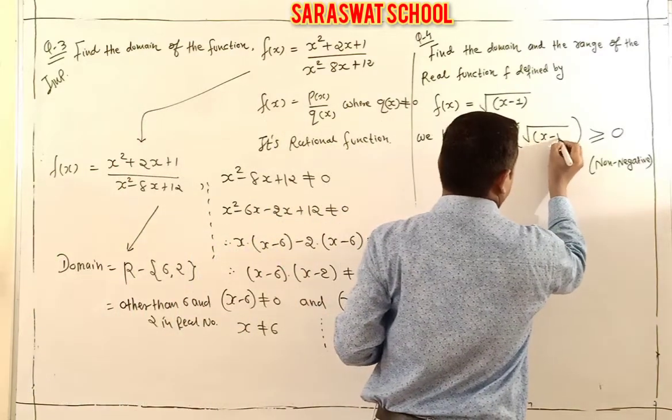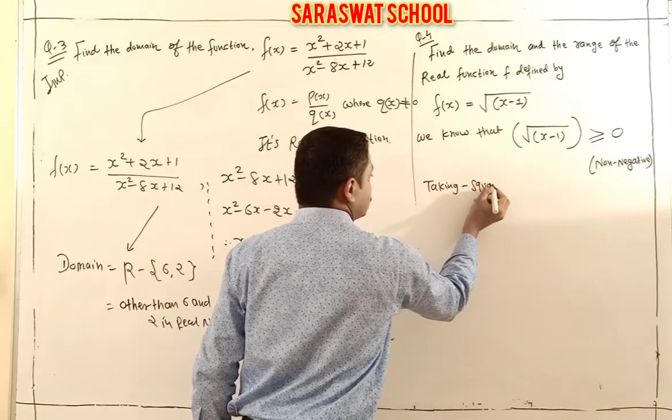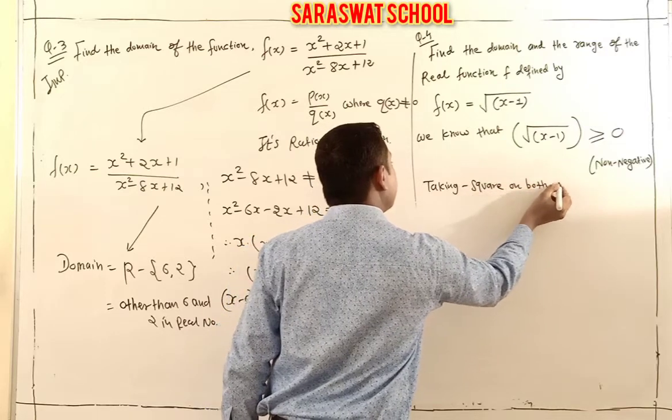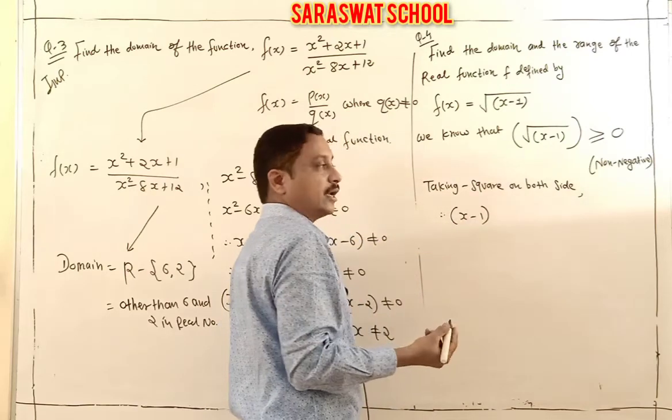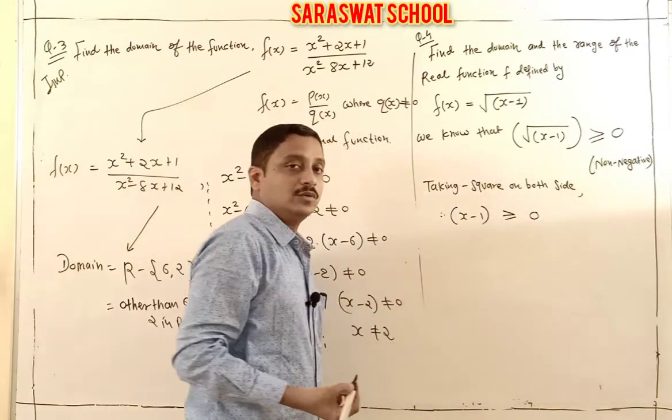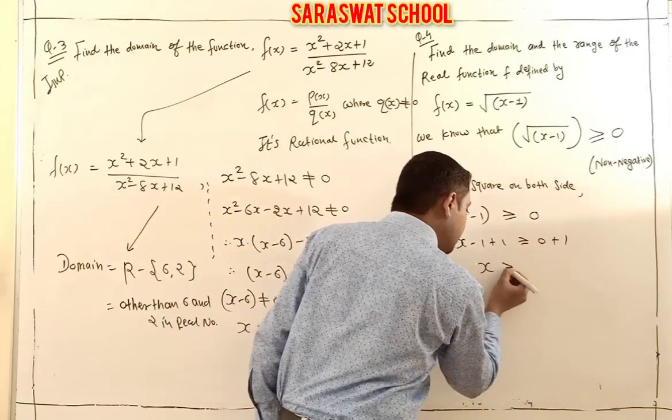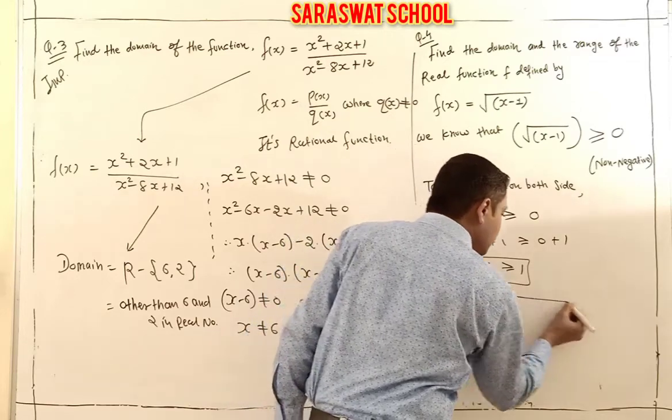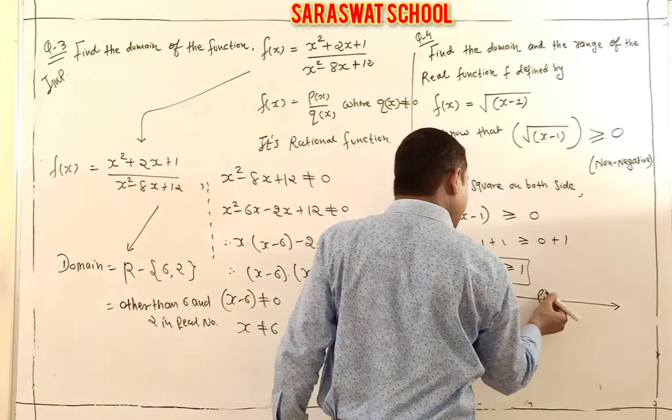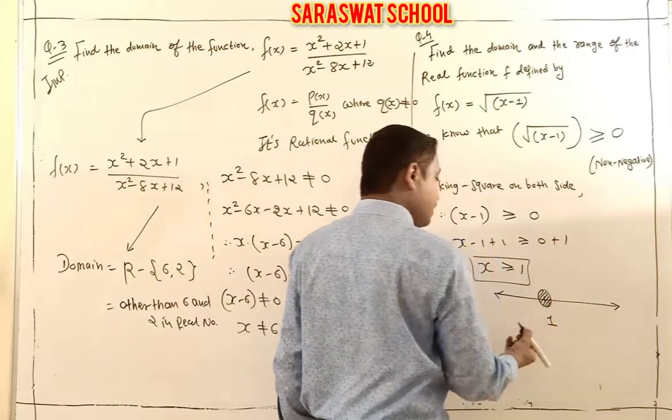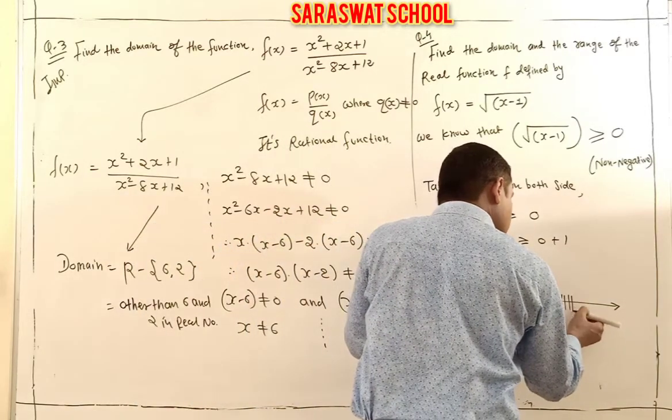And the expression x minus 1, taking square on both sides, definitely you get x minus 1 greater than or equal to 0. Adding 1 on both sides, you get x greater than or equal to 1. It means this is our number line. Here 1 is included and it runs on the more-than-one side. This region is your answer, students.